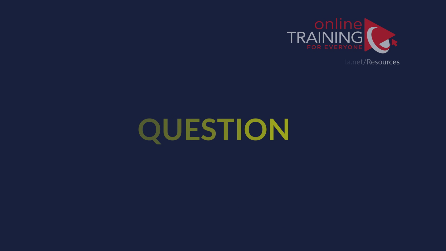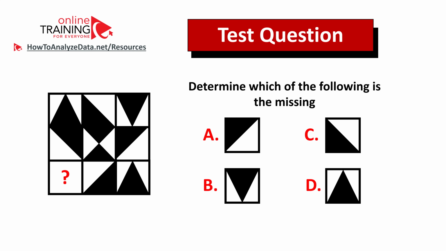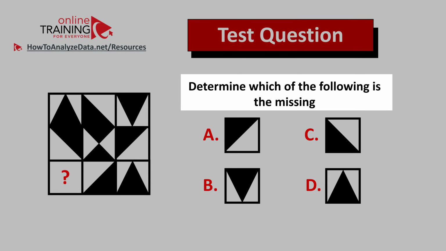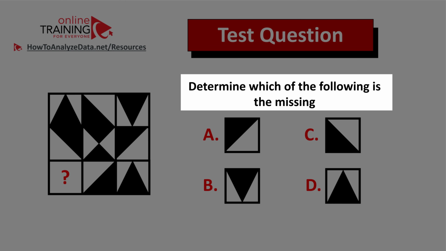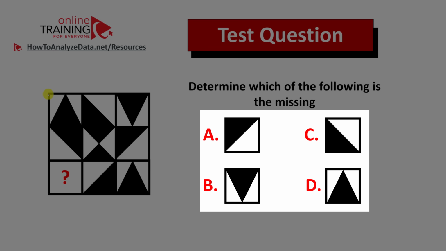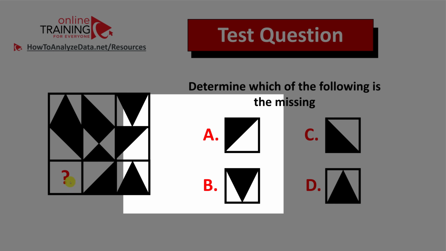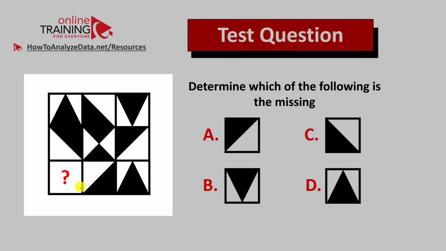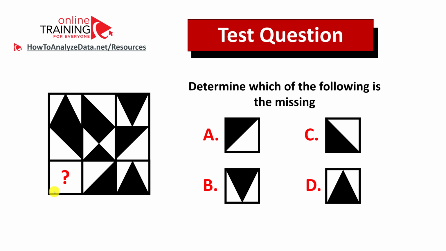Let me share with you an interesting question which tests your reasoning skills. Determine which of the following is missing. You're presented with a large square which could be logically broken into 3 by 3 small squares and 4 different choices: Choice A, B, C, and D. You have a missing square in the bottom left corner. Do you think you can figure out the answer?